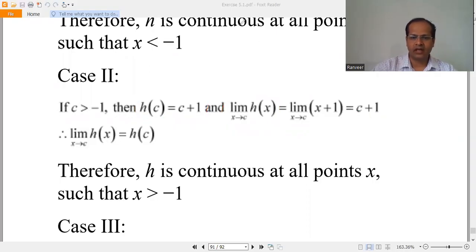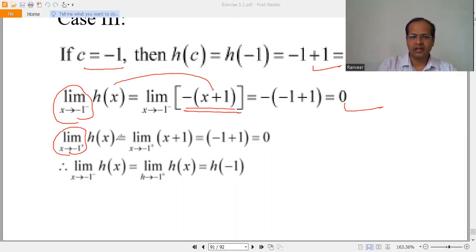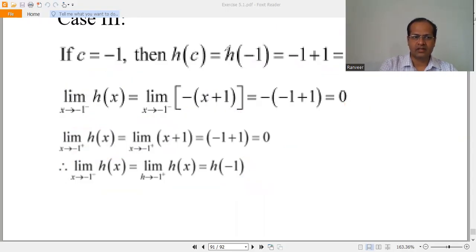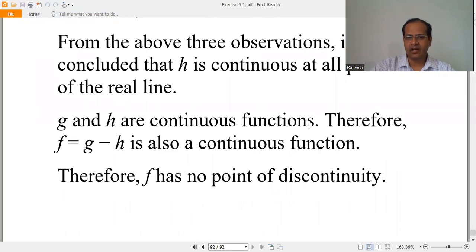Now we have to check the third case, that is c equal to minus 1. So this value is 0: h of minus 1 is 0, and the limit from the left is also 0. We just substitute the corresponding value of h of x, where h of x is x plus 1, and this is also 0. So the values agree, and the function is continuous. So from the above three observations, we can conclude that h is continuous at all points. So g and h are continuous functions, so f equal to g minus h is also a continuous function.